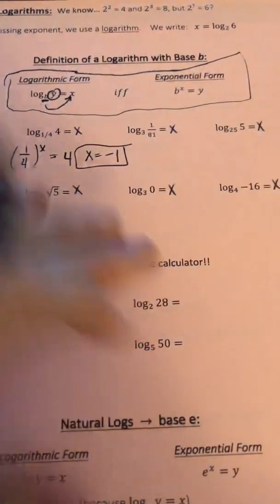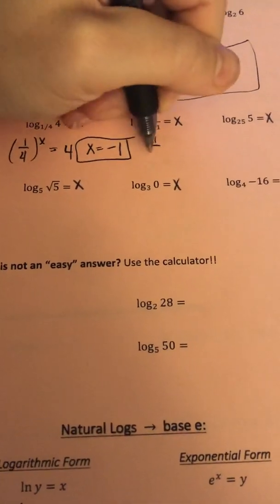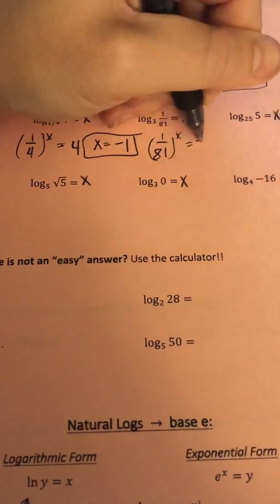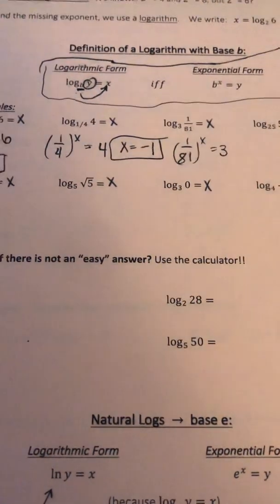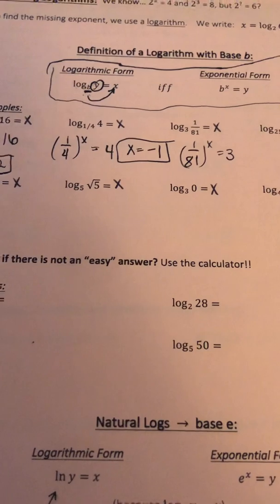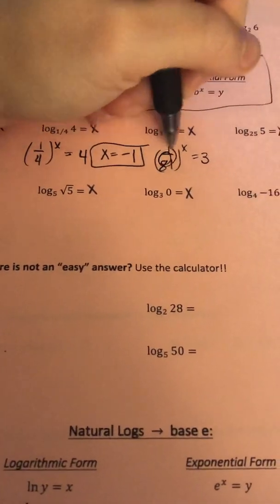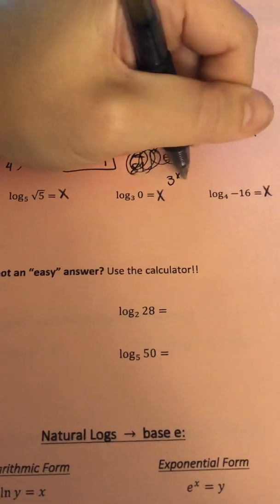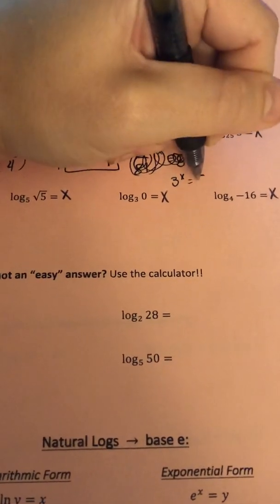All right, and now let's look at this one. We have 1/81 to the power of x is equal to 3. And again, oh no, I did that wrong. Whoopsie. A simple little mistake can go a long way. Okay, 3 to the x is equal to 1 over 81.